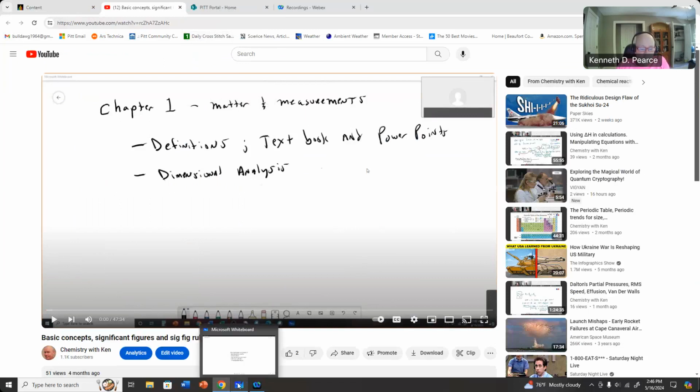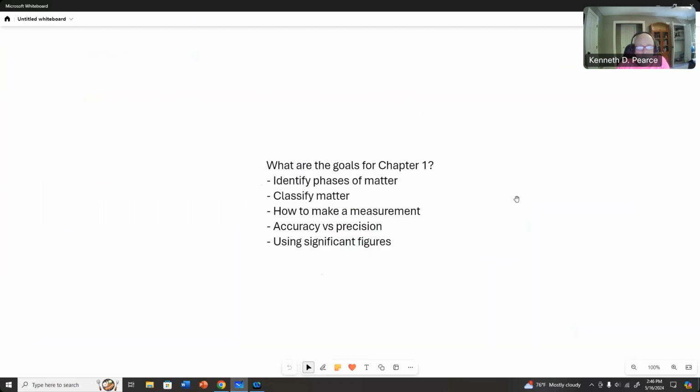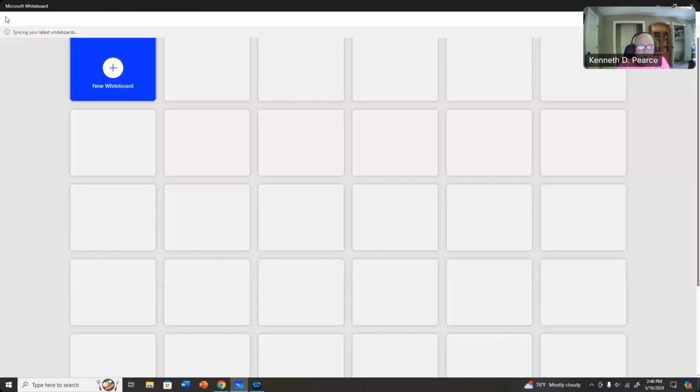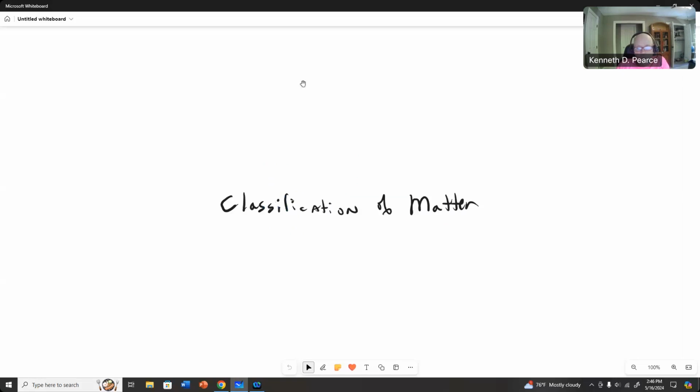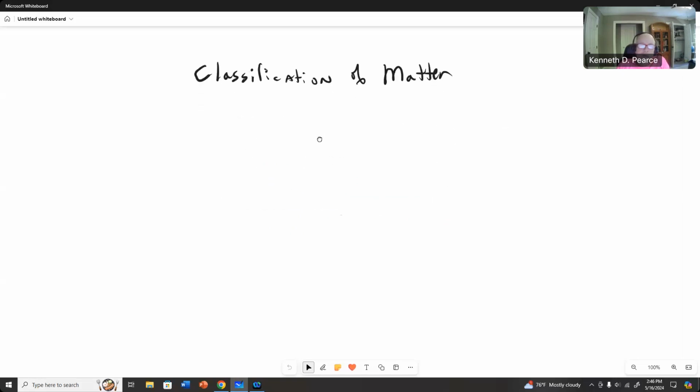Okay, so if we look down here, let's go ahead and identify our phases of matter. Let me pull up my whiteboard that I started on. And we have classification of matter. Now, I apologize for my handwriting. It's not the greatest in the world, and hopefully you can read it. But it gets the point across, and sometimes I'm going to misspell a word. Unfortunately, my whiteboard does not come with a spell checker. I'm not going to hold spelling against you. All right, classification of matter.